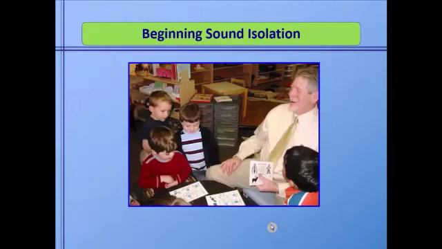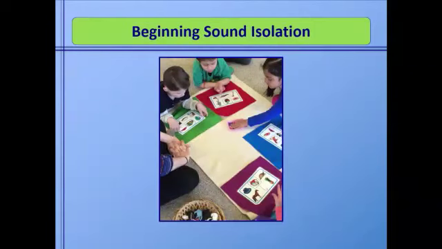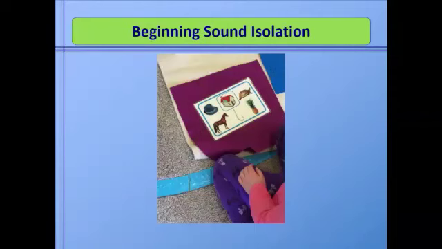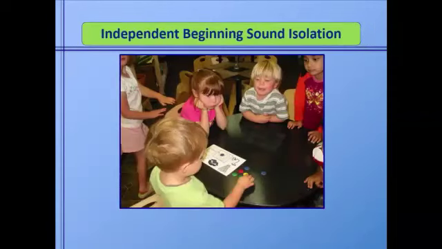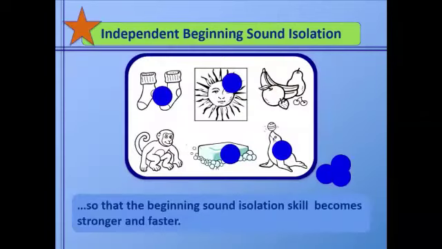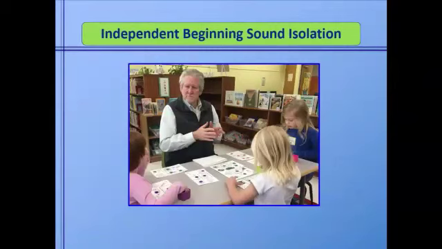One of the games is the beginning sound cards. We model beginning sound isolation with children so they can hear us slice off the beginning sound. But once they can, on their own, isolate beginning sounds, we want them to use those bingo cards in an independent way by finding all, in this particular case, all the pictures that start with the same sound as sun. S. In this slide, I'm just simply observing as these little girls are independently finding the images that have the same beginning sound.